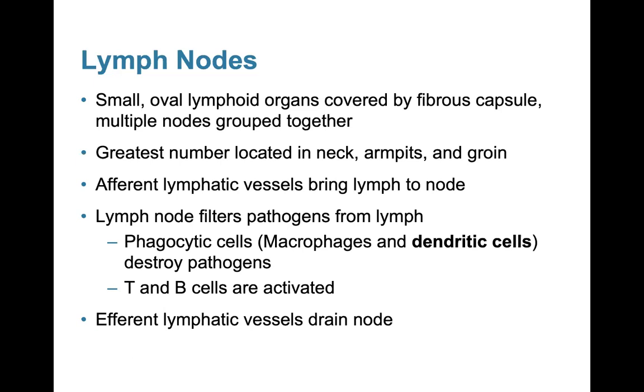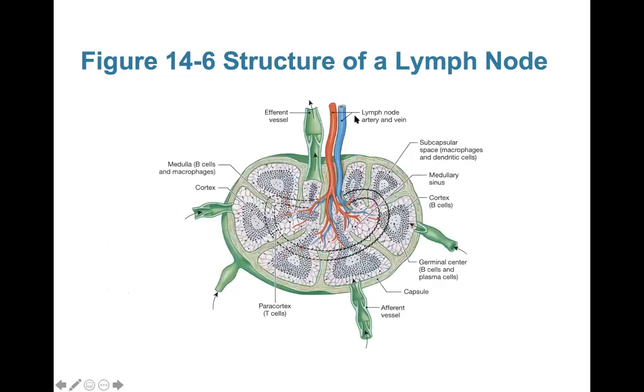The afferent lymphatic vessels will bring lymph to the node. The lymph node filters pathogens from lymph, and the phagocytic cells will then destroy the pathogens, at which point both T cells and B cells are activated, and then the efferent lymphatic vessels will drain the node. Fluid comes in and then goes through the node. It goes in through these 4 different areas, and then it leaves through this one area. The fact that you only have one exit to these 4 means pressure builds up, and the lymph will spend some time in here before it eventually filters out.